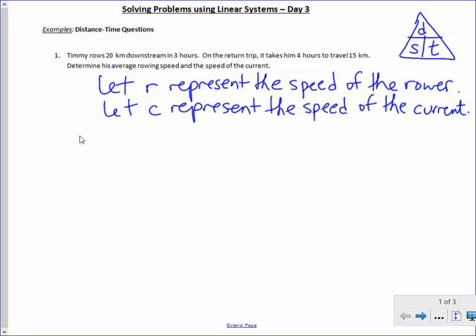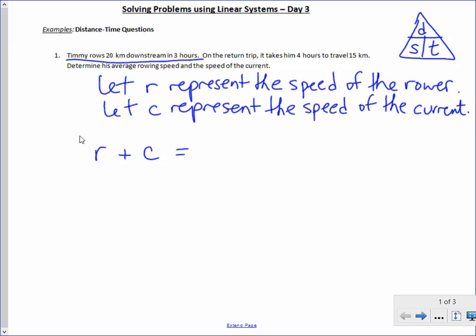So if I know the speeds of the rower and the current, if they're working together, am I going downstream or upstream? Downstream. Okay, so let's deal with this downstream scenario first. Timmy is rowing at an R speed. The current is going to help Tim row downstream, so you're going faster. So right now, R plus C would be a total speed of rower plus current together. I now need to know what would be the total speed together.